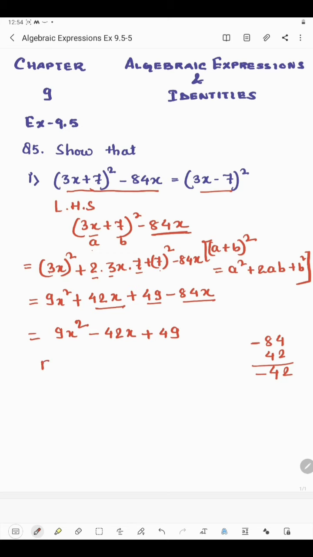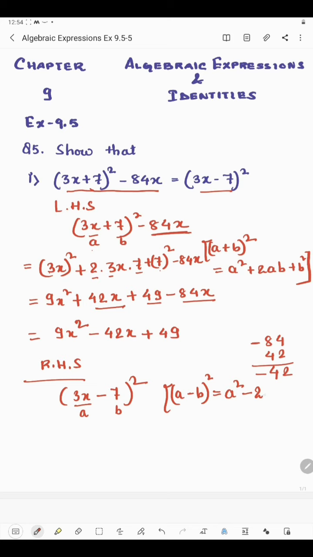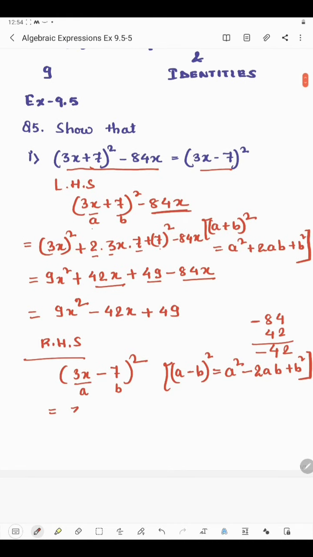Now we will solve the right hand side. On the right hand side we have (3x − 7)². So this 3x we will consider as A and this 7 we will consider as B. So this is the (A − B)² identity, which is A² − 2AB + B². So (3x)², this is A, so A². According to the identity we have to write A² at first.